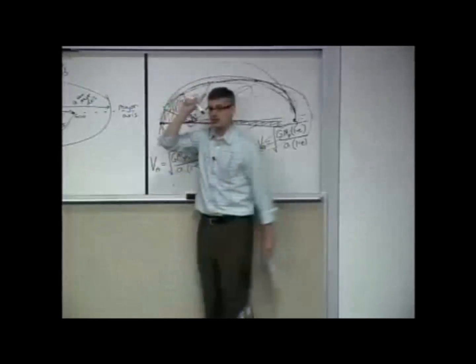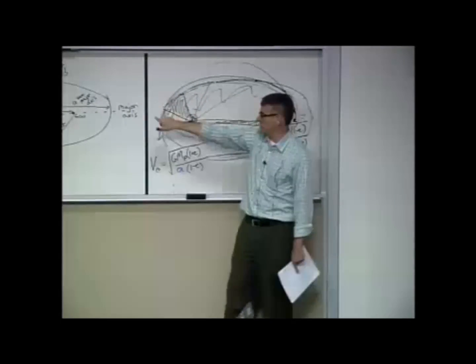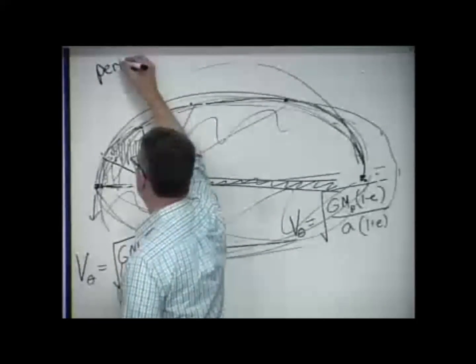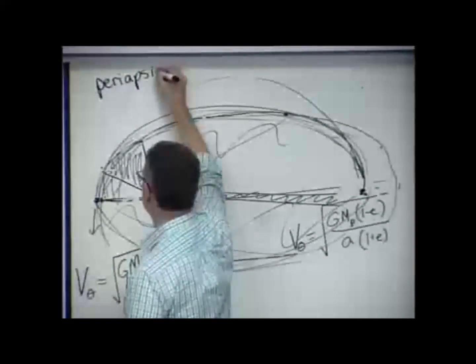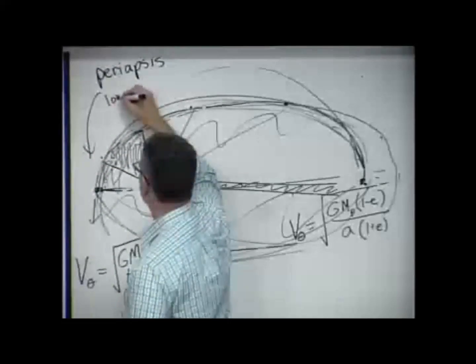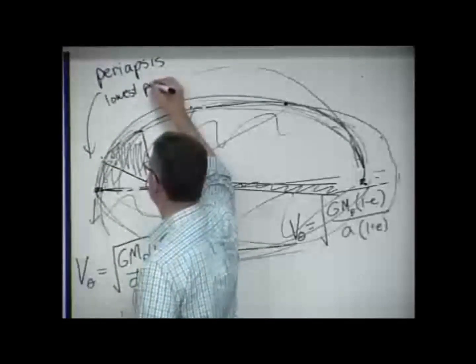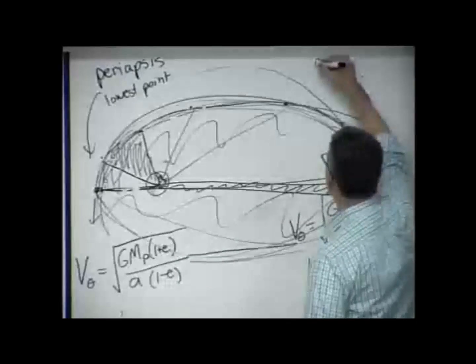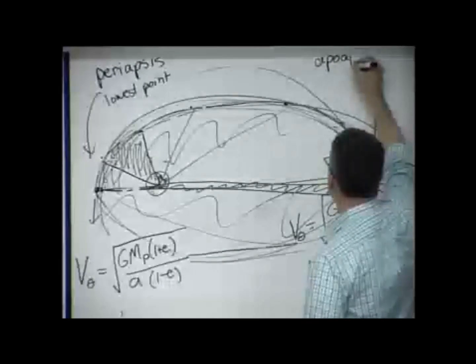So the general term, when you are at the lowest point in an orbit, that is periapsis. Lowest point. If you are at the highest point, you are at apoapsis.